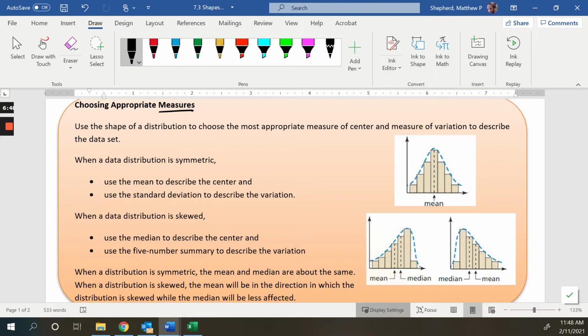The same can be true of skewed data. So I want to direct your attention to these 2 graphs down here. Notice how the mean on left skewed is further to the left than the median is.